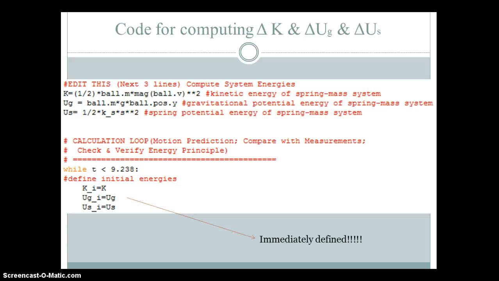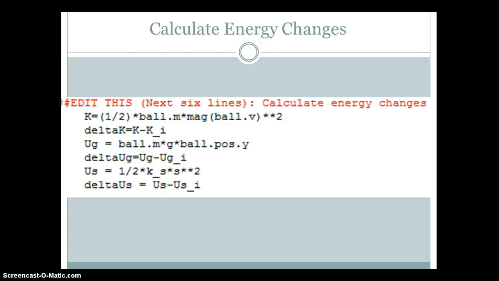So, to compute these energy changes in our code, we had to make a couple changes. You can see K, UG, and US computed at each iteration right here. Now once we enter the while loop, we see the energies are defined right away using these 3 lines of code. So they are defined here and they're used here. These 3 lines are important because we want to be sure to save the initial energies before we make any new motion prediction using Newton's second law. Now we need to compute the final energy changes, so we did that using this code right here.